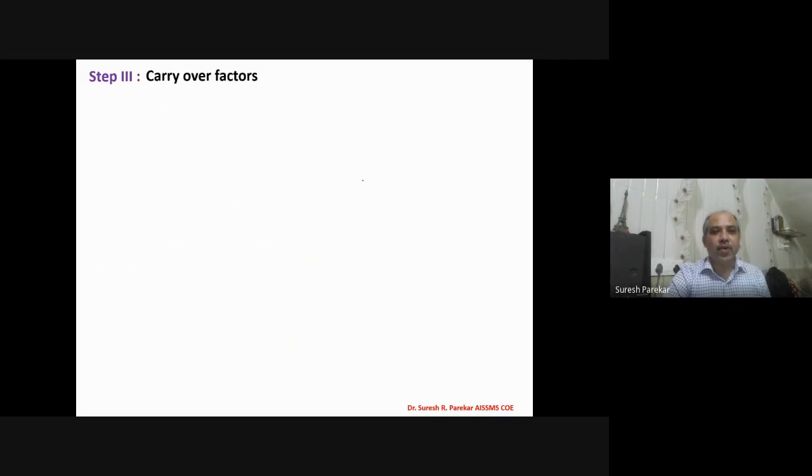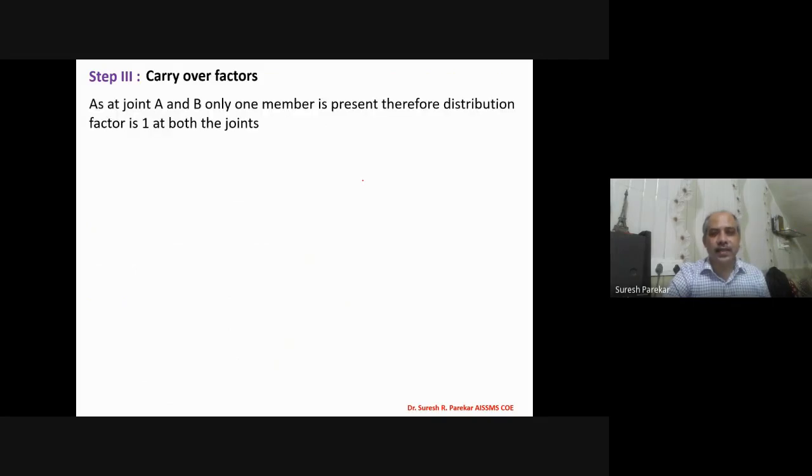So now we will go to the next: carryover factors, which are most important, or I can say distribution factors, one and the same. At joints A and B, only one member is present. Therefore, the distribution factor is 1 at both joints, because we know if a parent has only one child, the properties go to that child only, with no distribution. In the same fashion, if only one member is there, no distribution is required, or I can say the carryover factor will be 1.